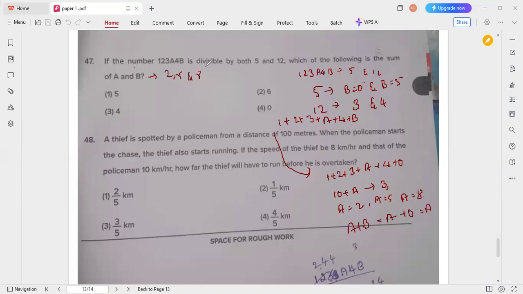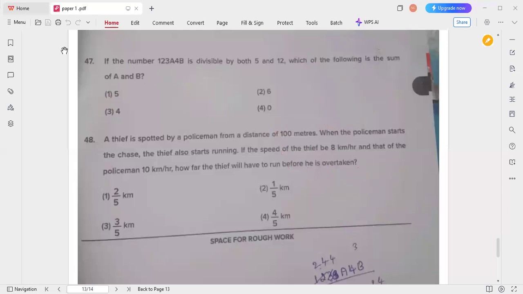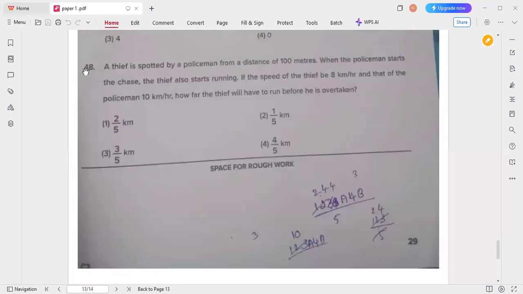So here the 2 and 8 options are not there, but the 5 option is there in the first option. So option 1 is the correct answer. Okay. So now move on to the next question.